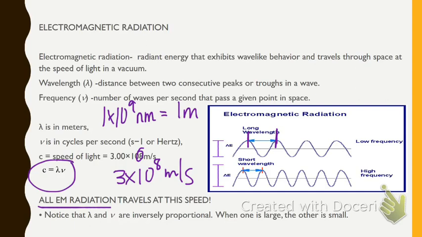Recall from either Chem 1 or if you're in physics that all electromagnetic radiation travels at the speed of light and that wavelength and frequency are inversely proportional. Speaking of frequency, in physics I think it's often done with the f. I don't know why physics does it with an f, and we do it with the nu, which is a Greek letter, but it means the same thing. But they are inversely proportional, so when one is large, the other one is small. If one goes up, the other one has to go down.